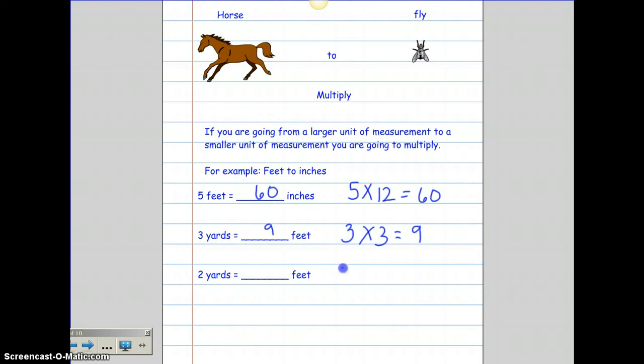Again, I have yards. So let's look. I have 2 yards, and I have feet again. So I want to know how many feet are in 2 yards. So I know that there are 3 feet for every 1 yard. So I take 2 times 3, and that's 6. So there are 6 feet in 2 yards.